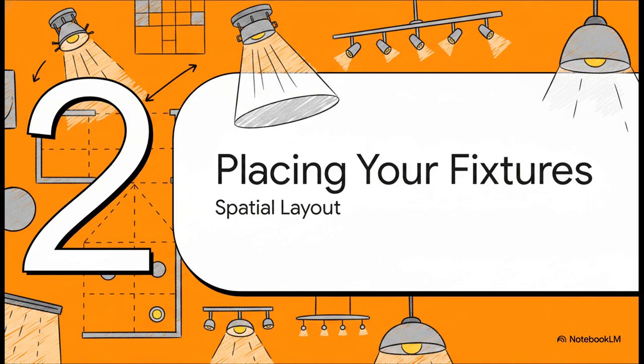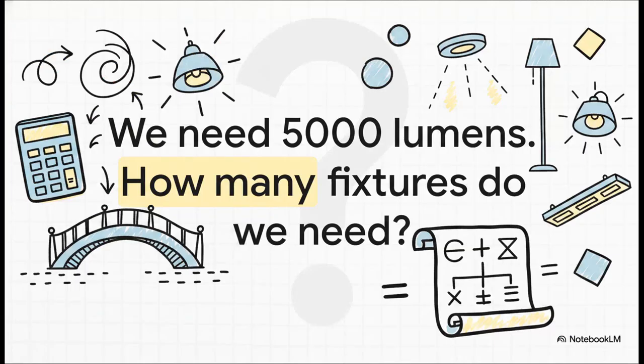You can't go buy a 5,000 lumen. So the next step is to turn that number into actual physical light fixtures on our floor plan. This is the bridge from the abstract calculation to the actual design. How do we take our total light budget and divide it up among individual lights? Well, the answer, thankfully, is another pretty simple formula.